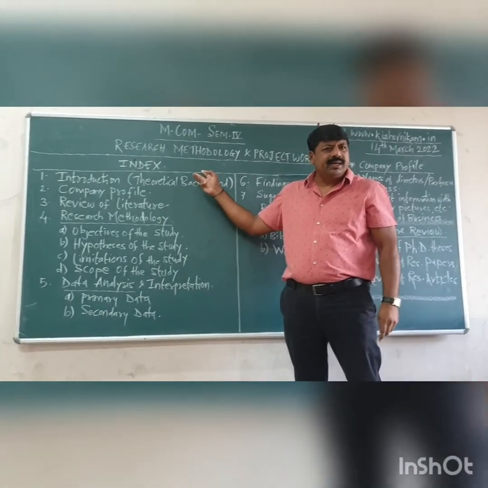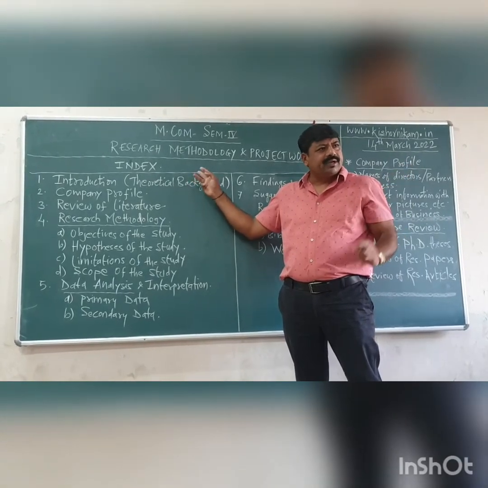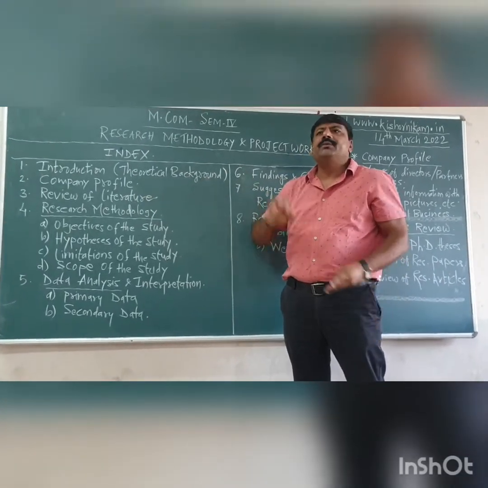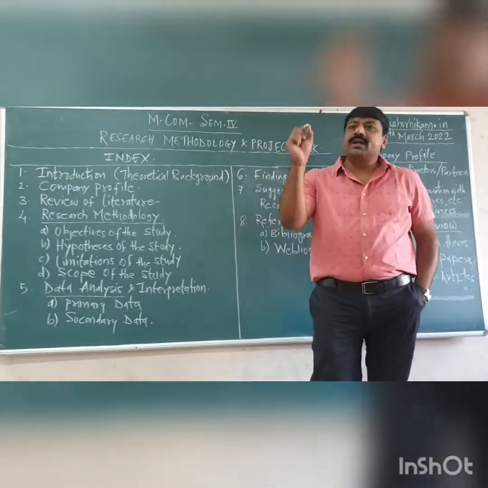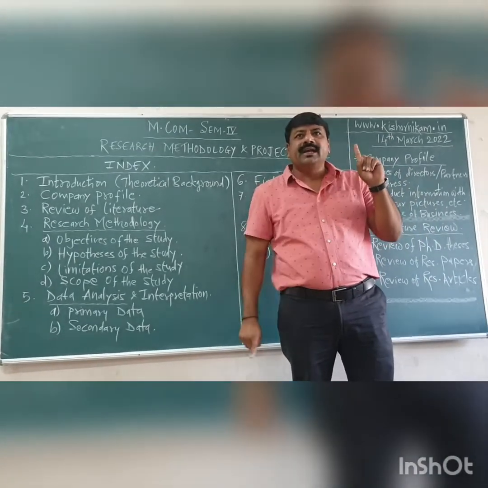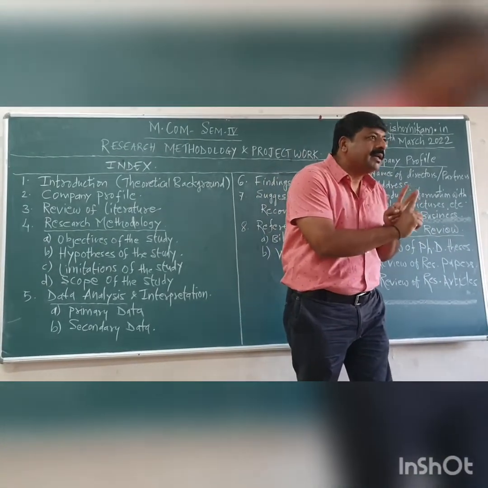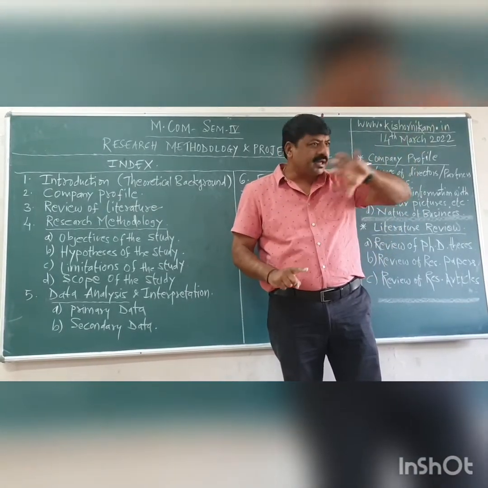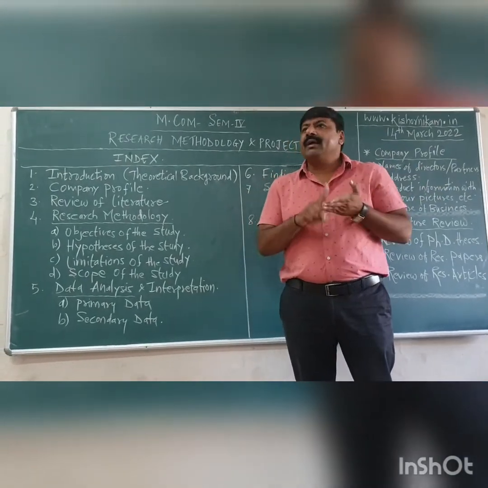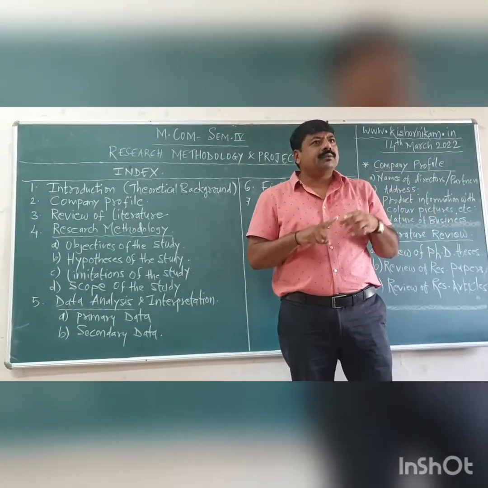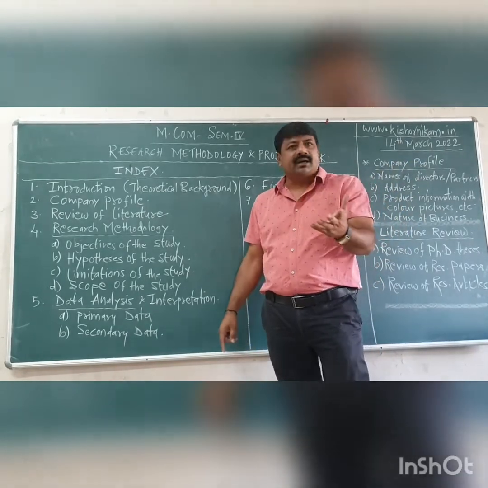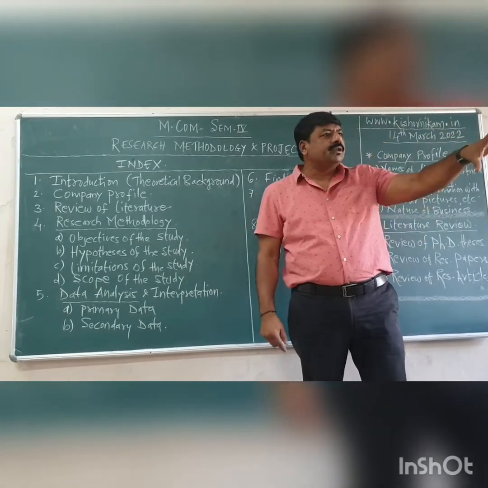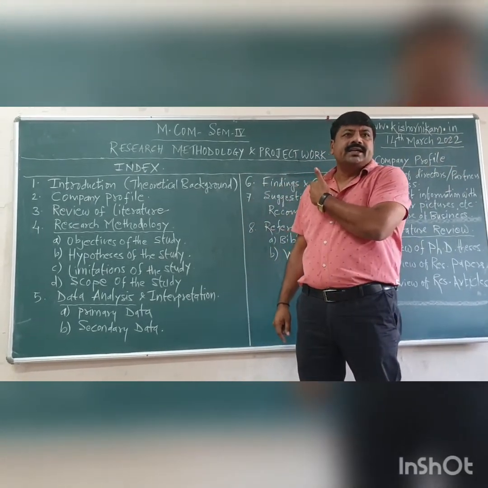So the introduction should be 2 to 3 pages, or 1 or 2 pages. Then company profile is the second chapter, in which you have to give information about the company: the names and addresses of the directors, nature of business, products of the company, color pictures of the products, and the production process. You can make it attractive. The company profile will have 3 to 4 pages depending upon the size of the company. If it is a partnership firm, then you have to show the names of the partners and the business of that firm in the company profile.